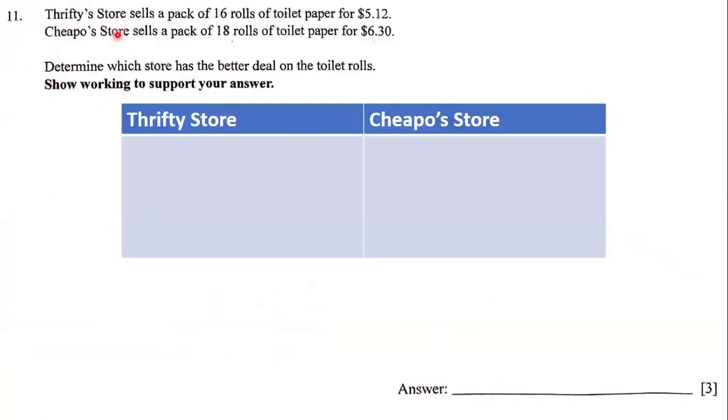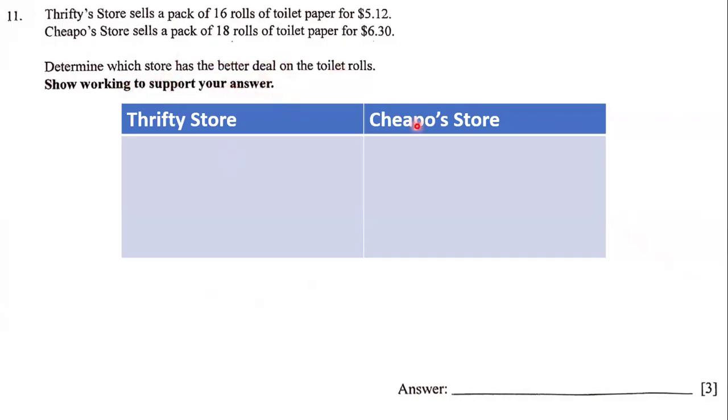Next, it says Thrifty Store sells a pack of 16 rolls of toilet paper for $5.12. Cheapo's store sells a pack of 18 rolls of toilet paper for $6.30. Determine which store has the better deal on the toilet rolls. Show working to support your answer.